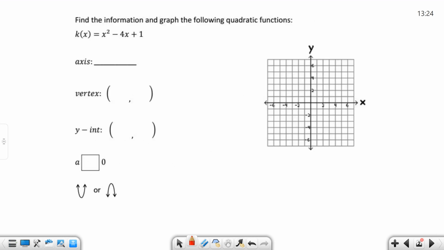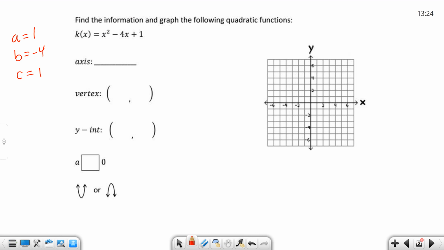So here, let's find the information and graph the following quadratic function. We'll do a few of these, and as we find the information, we will put it over here on the grid and graph it. So for the axis of symmetry, when it's in this form, a equals 1, b equals -4, and c equals 1.